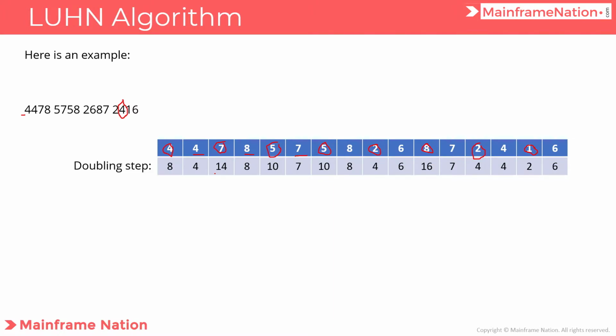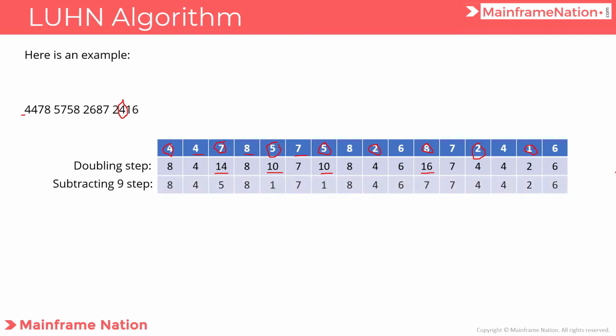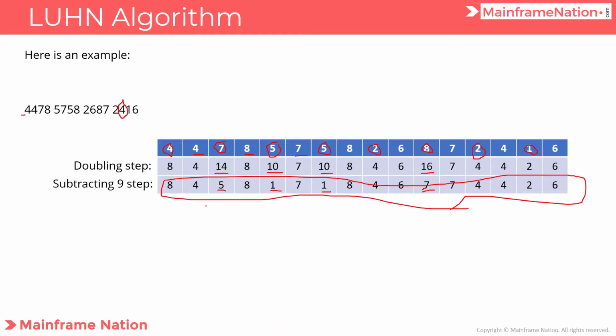All the digits that are equal to 10 or greater than 10, we have to reduce 9 from it. So after reducing 9 from 14, reducing 9 from 10, reducing 9 from 16, we will get these digits. 14 became 5, 10 became 1 and 16 became 7. So these are our final digits.